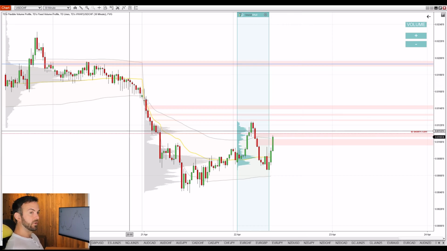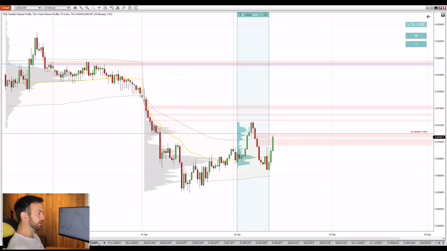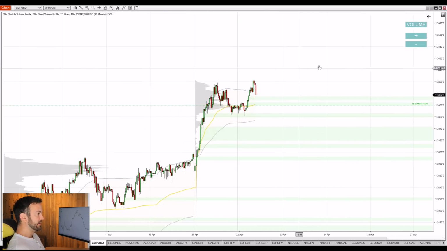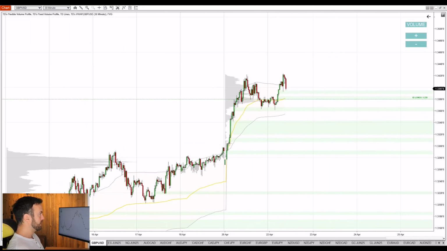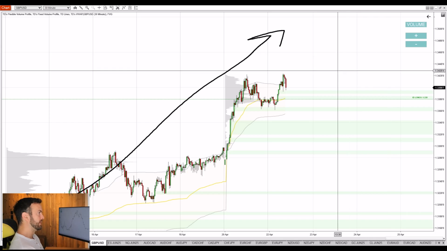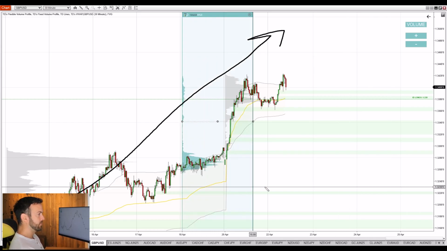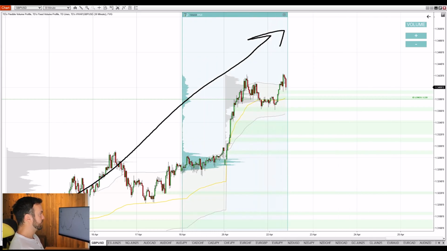The next one will be on the British pound US dollar. So this is the British pound, 30-minute chart. We have a strong uptrend, and when there's an uptrend like this, I want to trade pullbacks to heavy volume zones. So if I do this, then you can see how the volumes are distributed in this area.